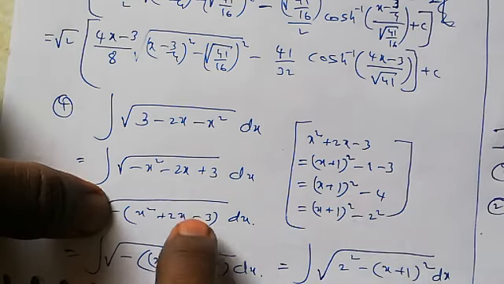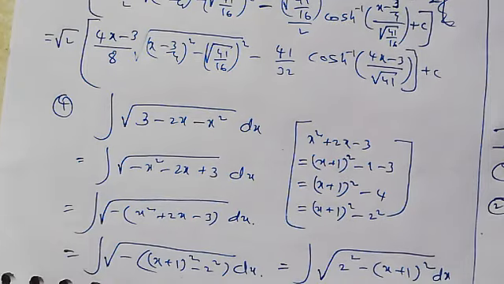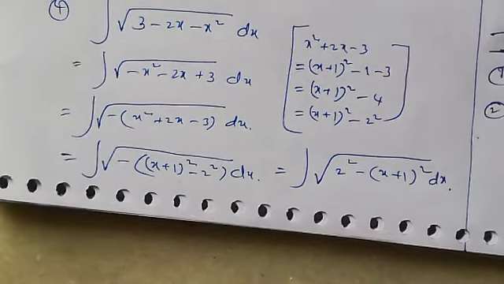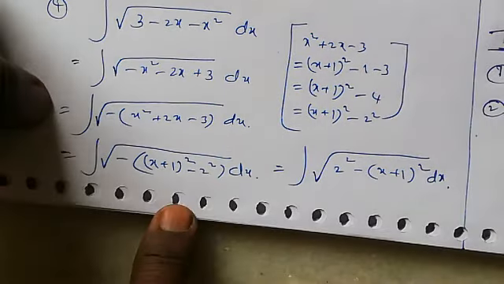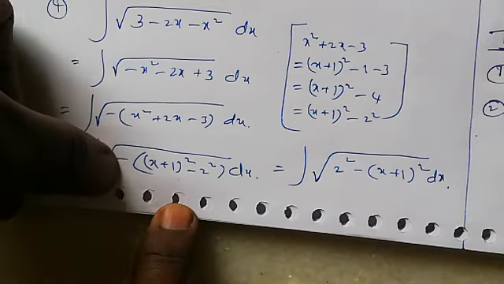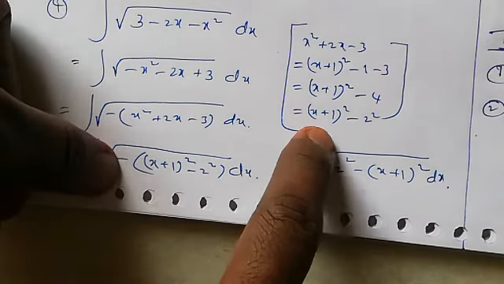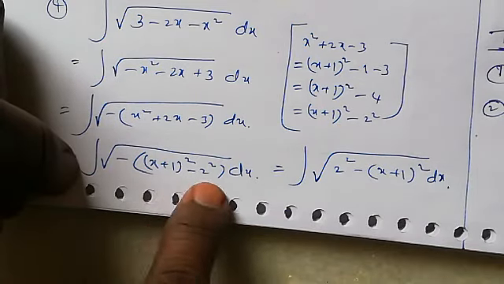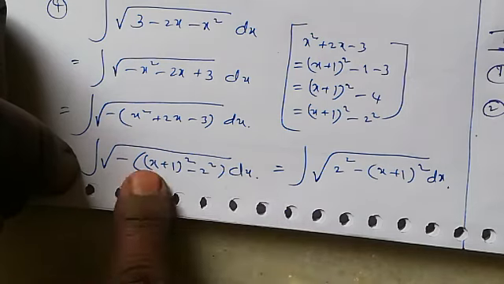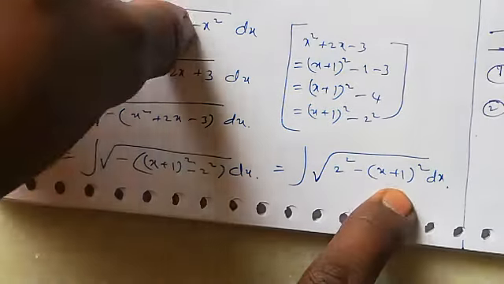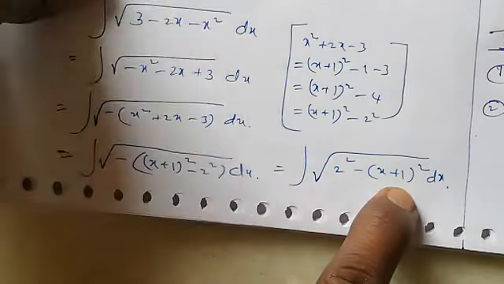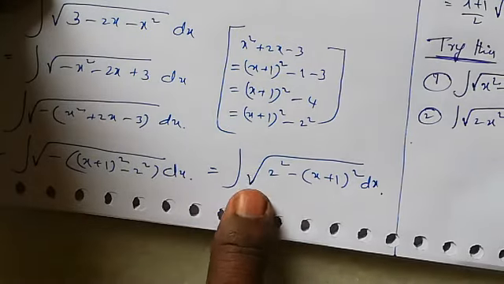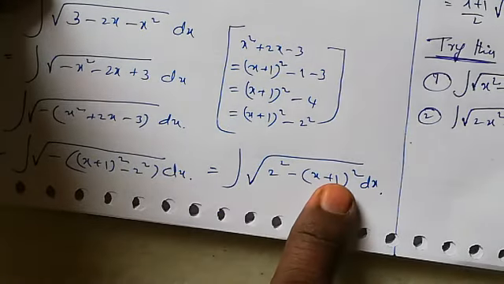Now write this result in the problem. Here I am writing now. So what it becomes? Integration of root over minus of, now this result is x plus 1 whole square minus 2 square. I am writing the result as it is here. Right. Now multiply the sign inside. So minus into minus plus 2 square, minus into plus minus x plus 1 whole square. Now it is in the form. Which form, observe? Which form it is? Integration of root over a square minus x square form.